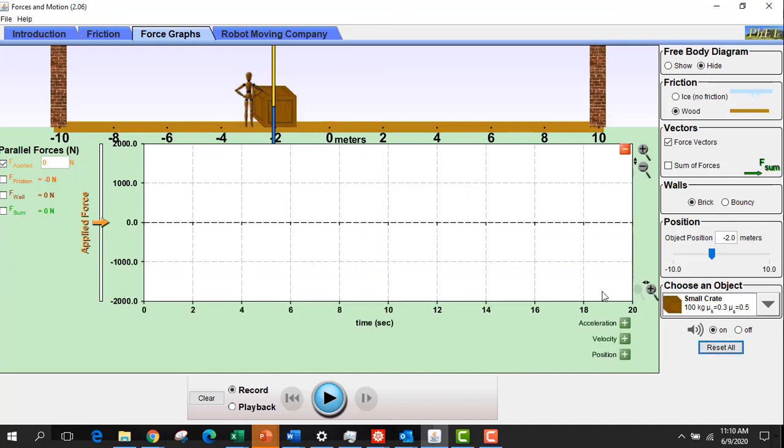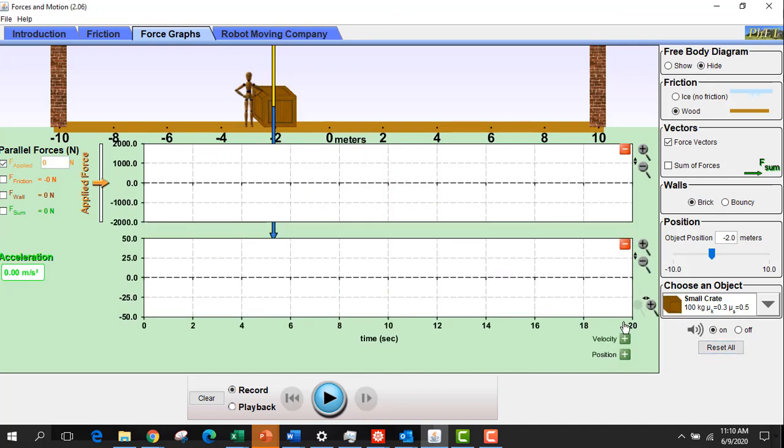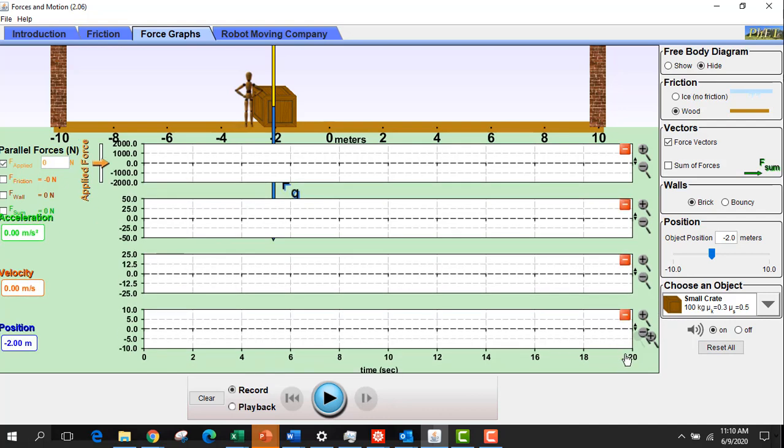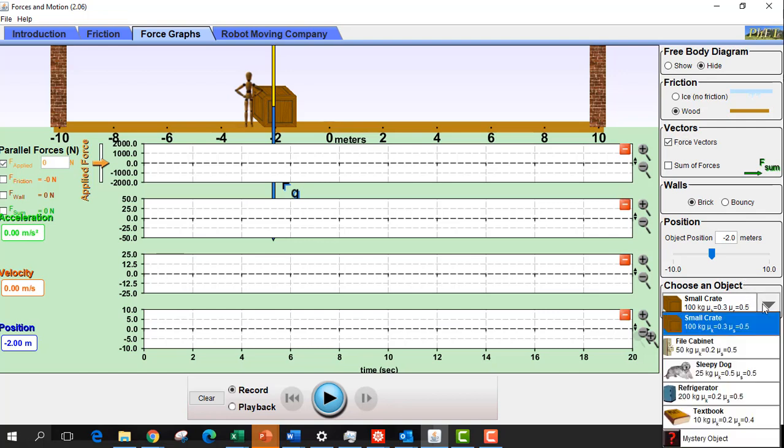You can add graphs in here. So it's similar to before where there are position, velocity, and acceleration graphs with the additional graph of the applied force. And you can turn the force vectors on or off and kind of have a little free body diagram of it. You can also change the objects that are being pushed around and the friction.